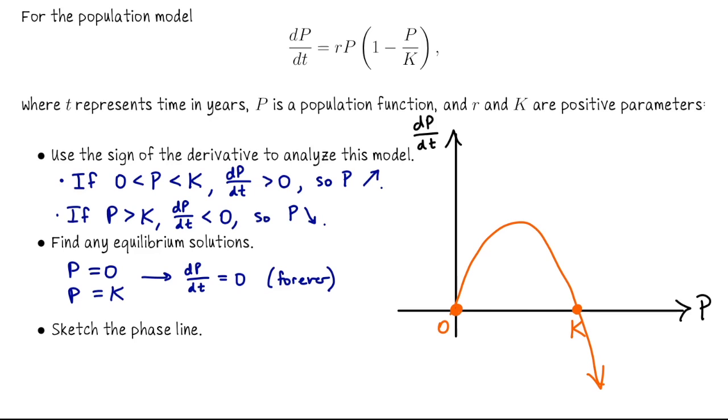As I already mentioned, the equilibrium solution at p equals 0 is really easy to interpret. So if we have a closed population of fish in the tank and the closed population is 0, I just have an empty tank sitting on my desk, I'm never going to have any fish. So dp dt will always be 0. K is a little bit different. That's a little bit more special. So we'll talk about that in a second. But before we do that, let's sketch the phase line.